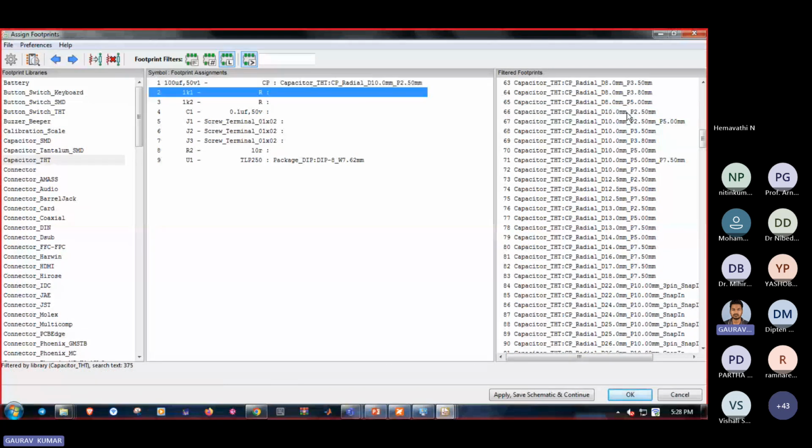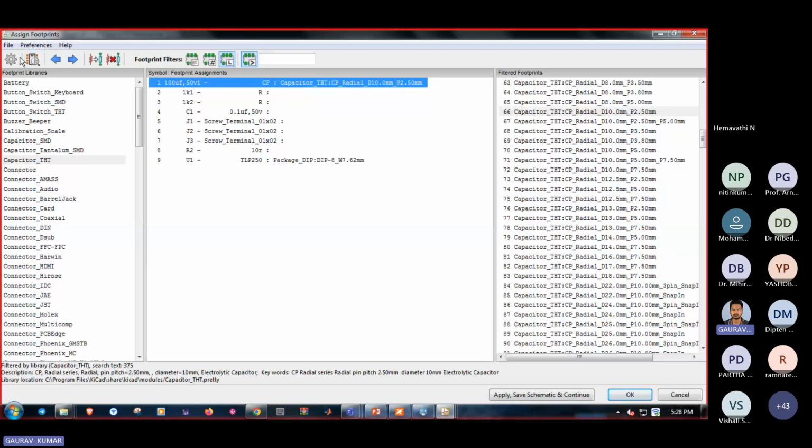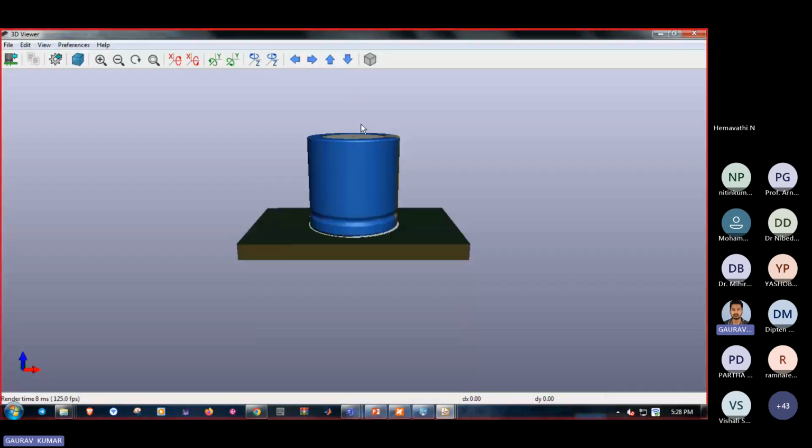You have to double click to select this footprint. You can also see this footprint in this section. You can also see this footprint. This is like that.